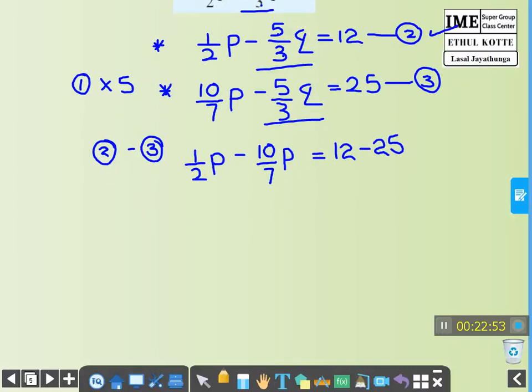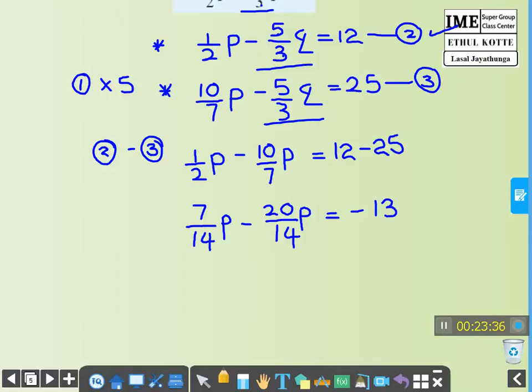Right. Now we'll subtract. Again we find the same denominator. 2 and 7, common denominator is 14. To make 2 as 14, times 7, 1 into 7 is 7. 7 as 14, times 2, so 20. Here when you subtract, we get a minus value. Minus, 12 minus 25. How much? 12 minus 25 is minus 13. Yes, minus 13.